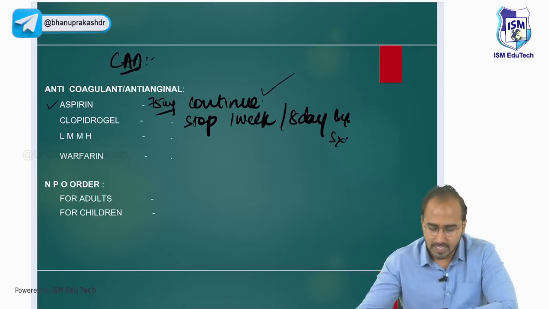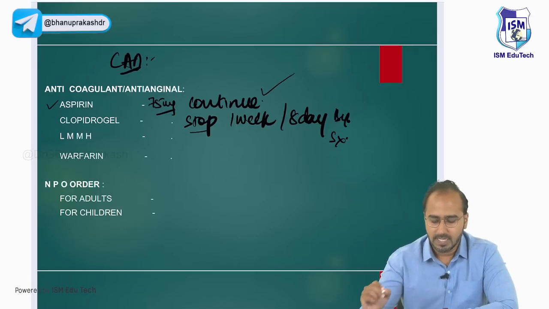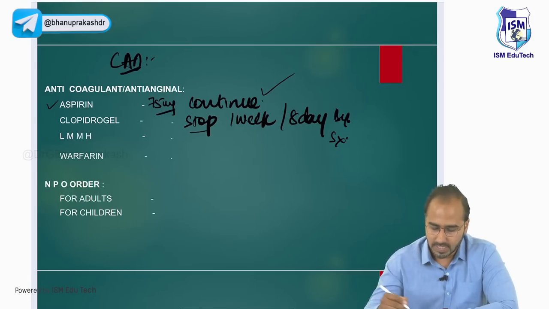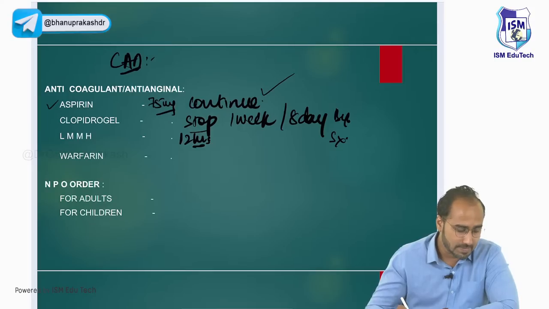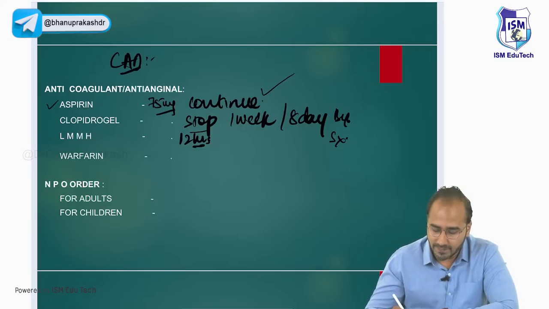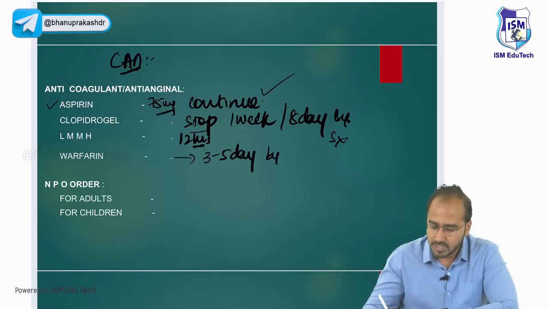Okay. So clopidogrel needs to be stopped 1 week before surgery. Next, if the patient is on low molecular weight heparin, stop it 12 hours before surgery. If the patient is taking some anticoagulant such as warfarin, what's your answer, guys, for warfarin? It should be stopped 3 to 5 days before surgery.